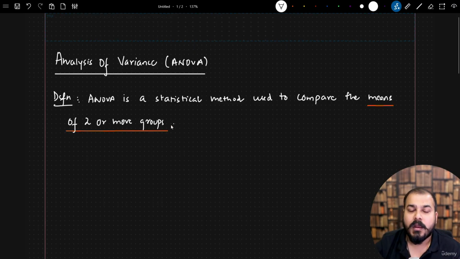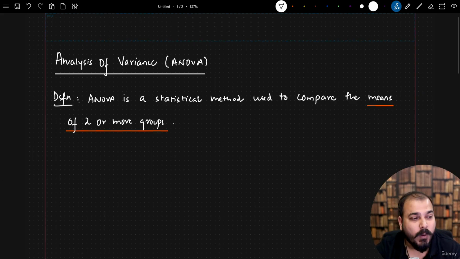Now, till now, if you have the means of two groups, we specifically use z-test or t-test. Now in ANOVA, whenever you have means of two or more groups, like let's say you have 3 groups, 4 groups, and you want to analyze or compare those specific groups, you can definitely use ANOVA. And again, we'll see a lot of problems as we go ahead.